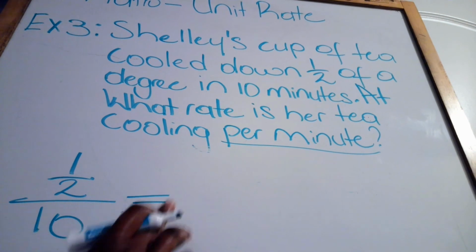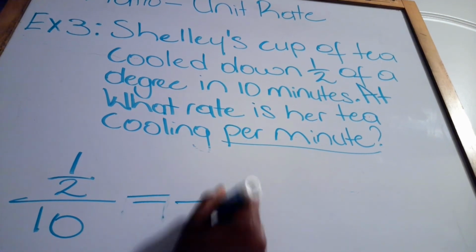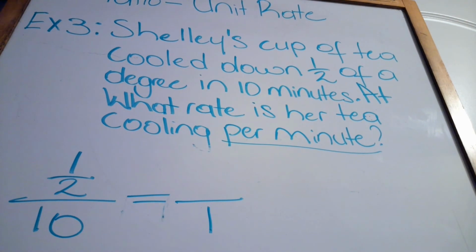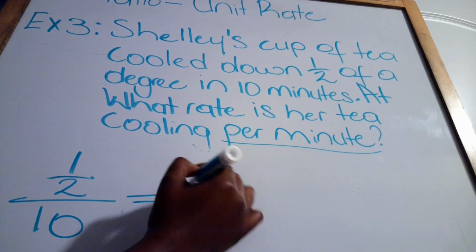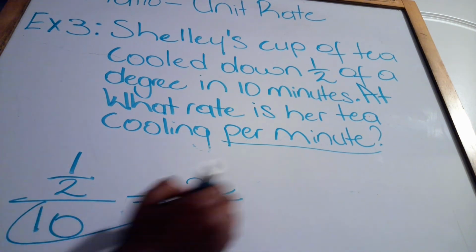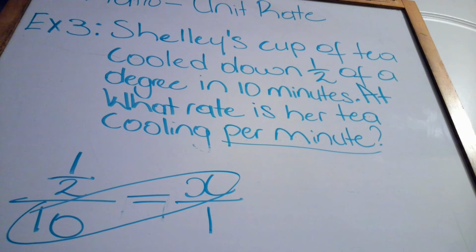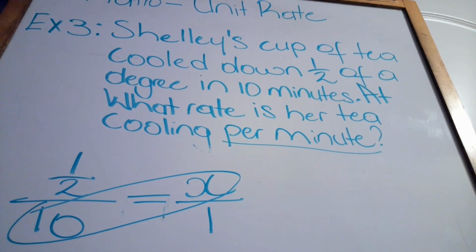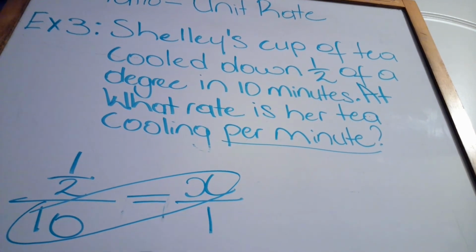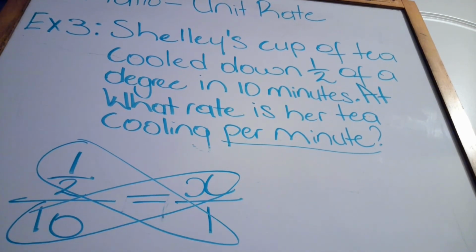We're setting it as a proportion. So we want to find out per minute, meaning 1 minute. How fast would her tea cool per minute? So let's cross multiply, once we set it as a proportion. 10 multiplied by x is equal to 1/2 times 1.